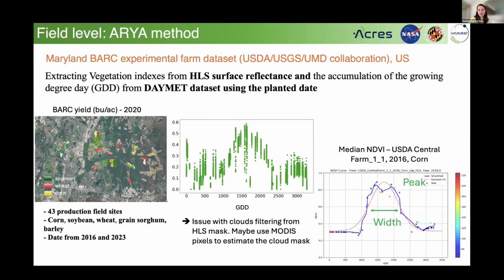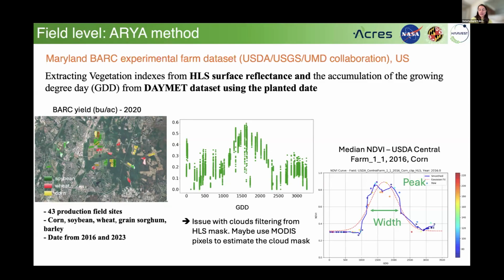What you can see first in the figure in the middle is that I had many issues with the cloud filtering at that scale. With 30 meter resolution, even applying the cloud mask, it couldn't properly filter all the clouds and the shadows at this scale. So I manually removed all the clouds and shadows for every field.